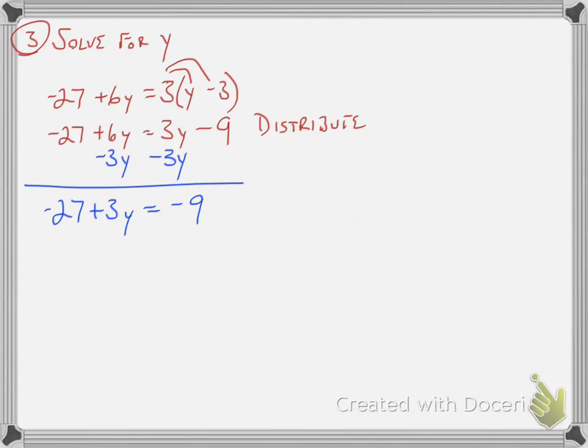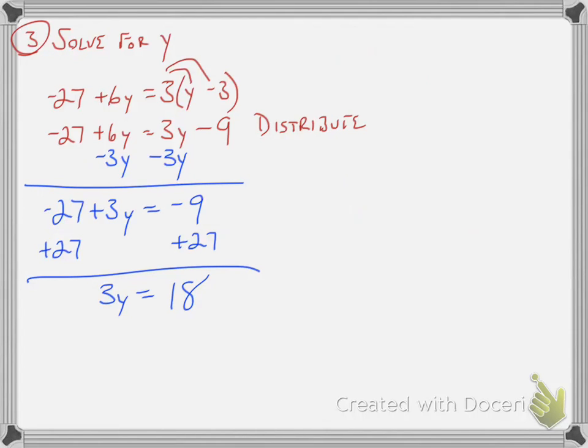Now I'm going to want to move this 27 over to the other side. In order to do that, it's a negative 27, so I'm going to add 27. And I get 3y is equal to negative 9, positive 27. They're different signs, so subtract the numbers. 27 minus 9 is 18. And then keep the sign of the larger number.